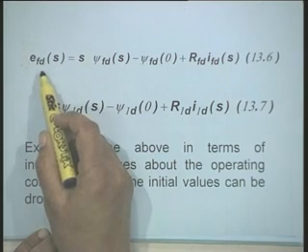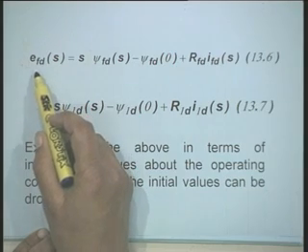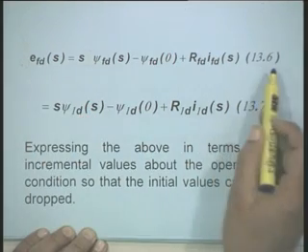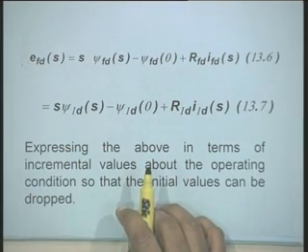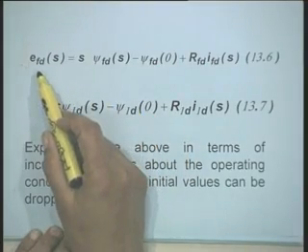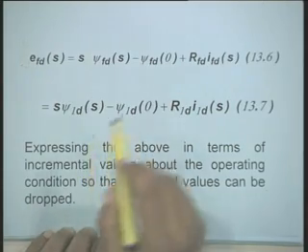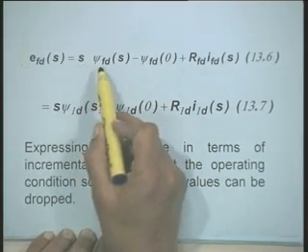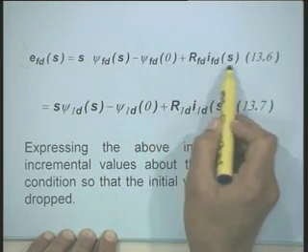Similarly, when EFDS, the field winding voltage, is written, we are writing the expression for EFDS in operational form again. When you write the equation, it comes out to be S times psi f d s minus psi f d 0 plus R f d I f d s.